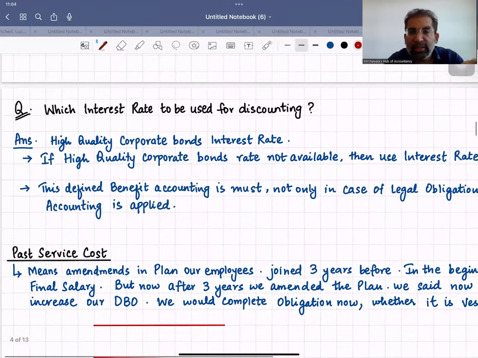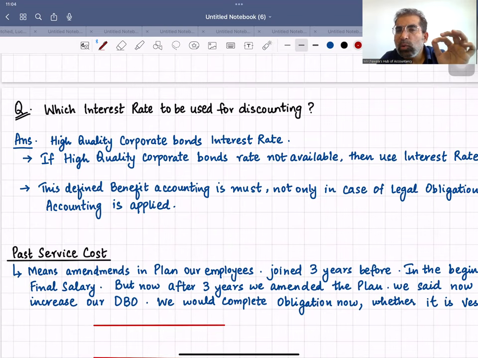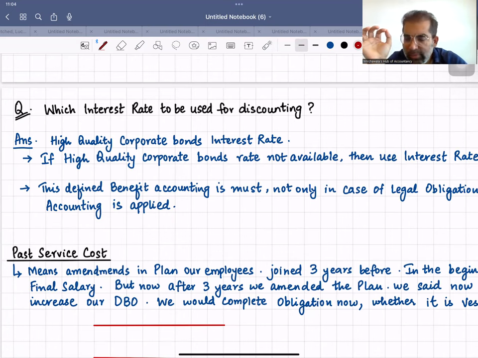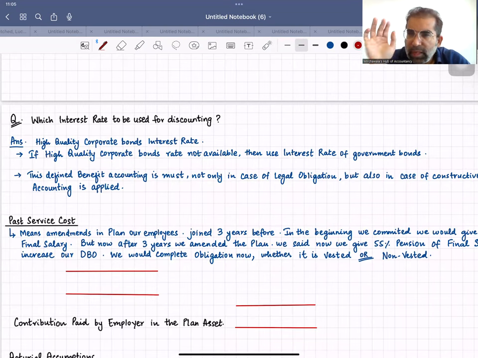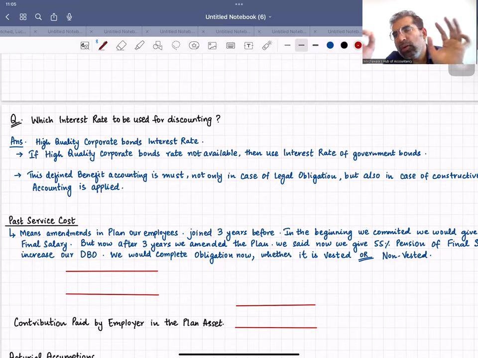First of all, the standard has written high quality corporate bonds interest rate of that country. Next point, if high quality corporate bonds rates are not available, then use the interest rate of government bonds. So if somebody asks which interest rate to be used for discounting, the simple answer is high quality corporate bonds interest rate, with the same maturity. Like your pension is going to mature in 20 years, so you need to pick the bond of 20 years. Now, if high quality corporate bonds rates are not available, then go for government bonds. That's it.